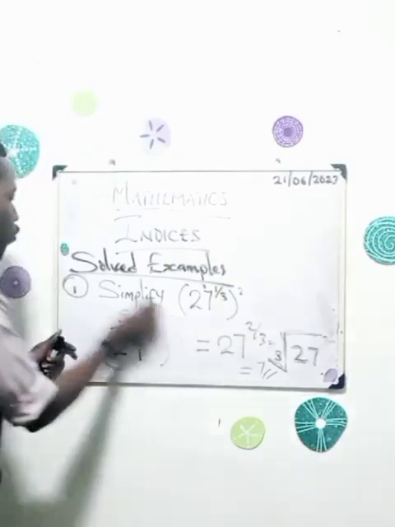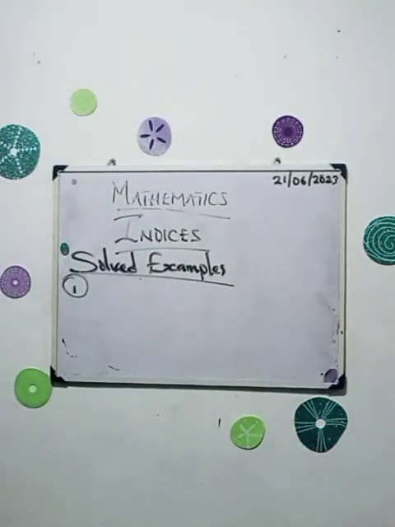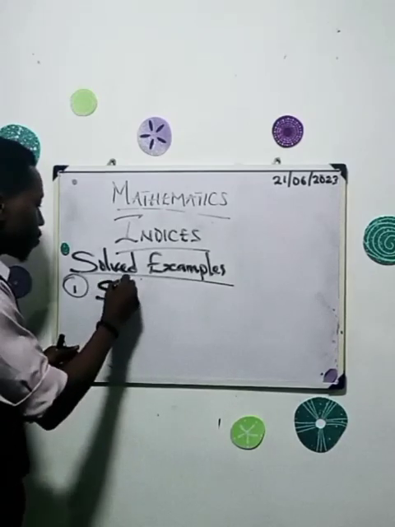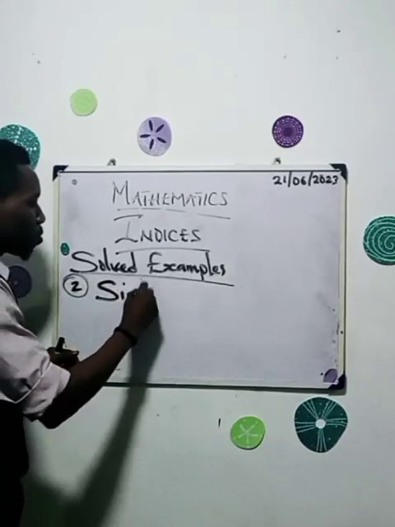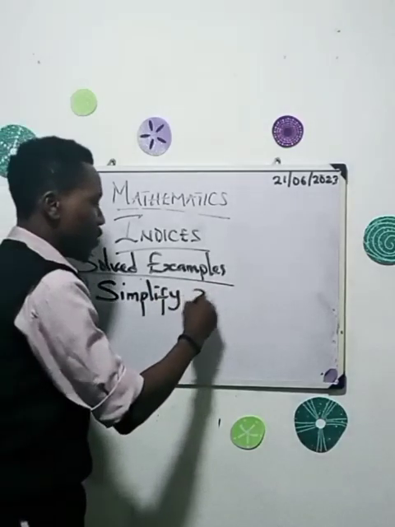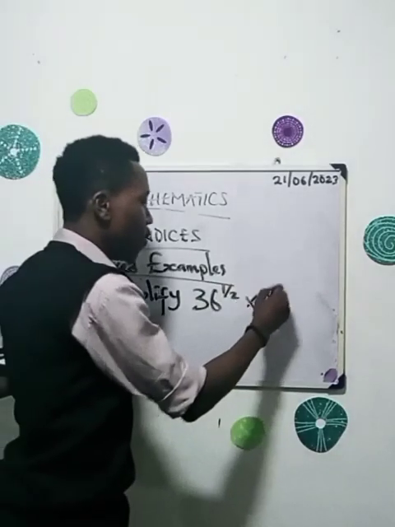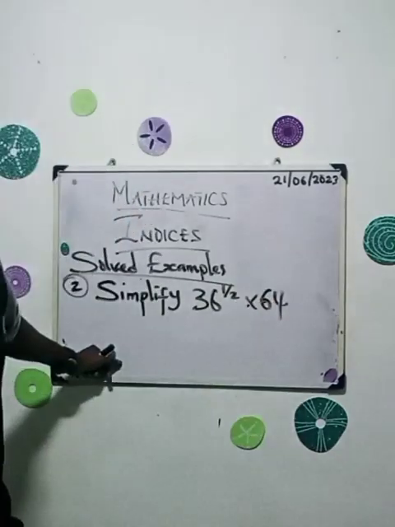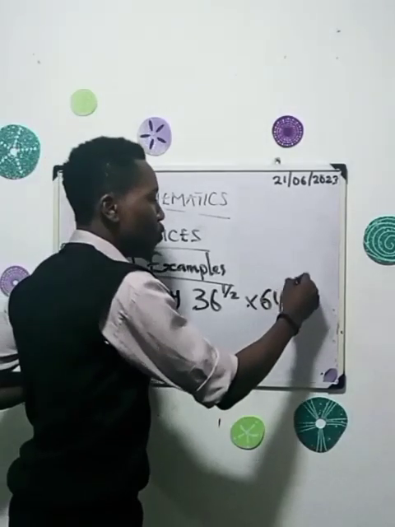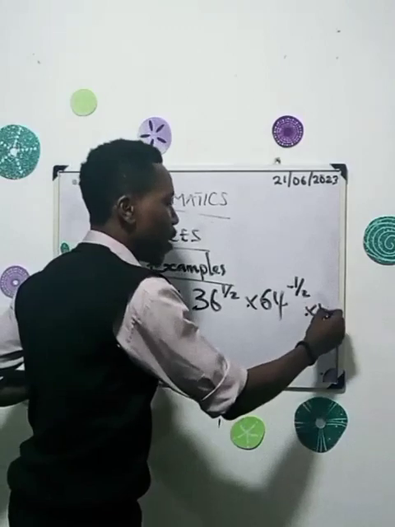Now let's move on. Question number 2 says, simplify 36 raised to the power of 1 over 2 times 64 raised to the power of minus 1 over 2 times 5 raised to the power of 0.